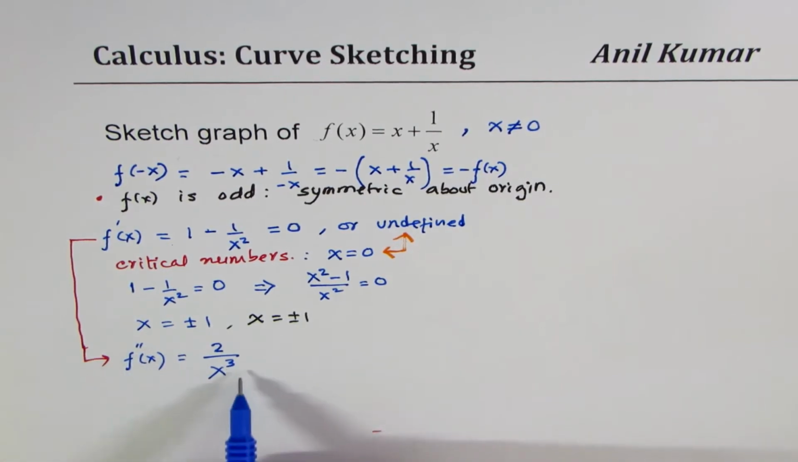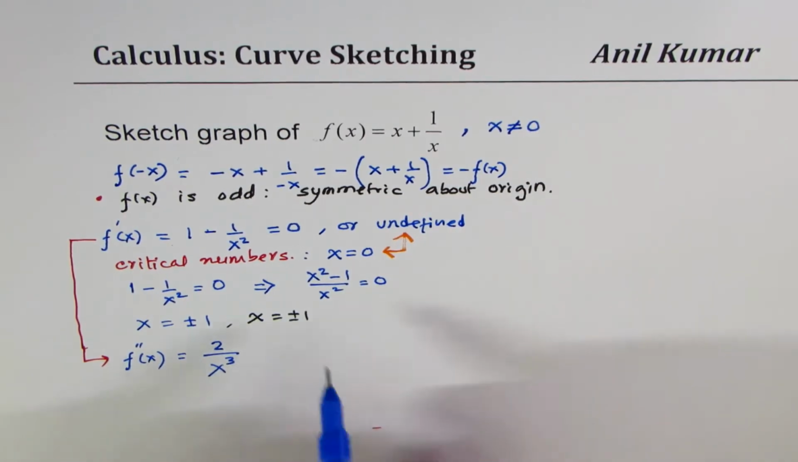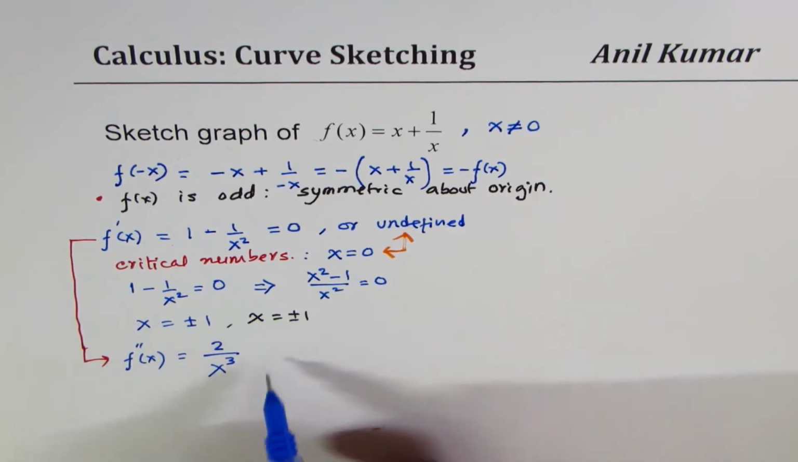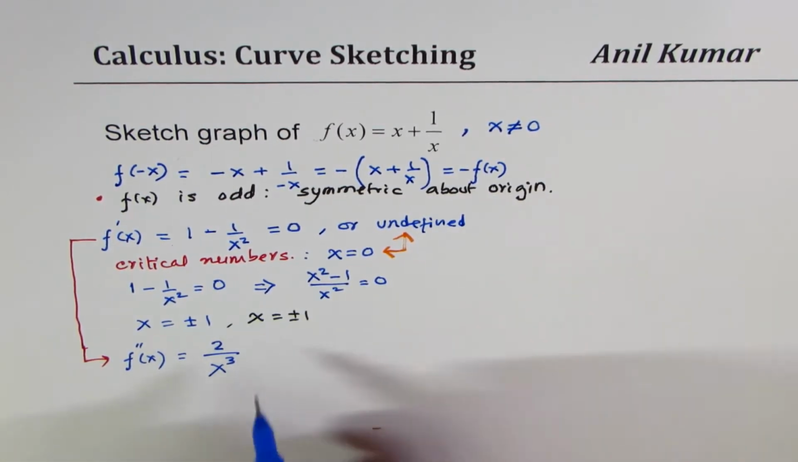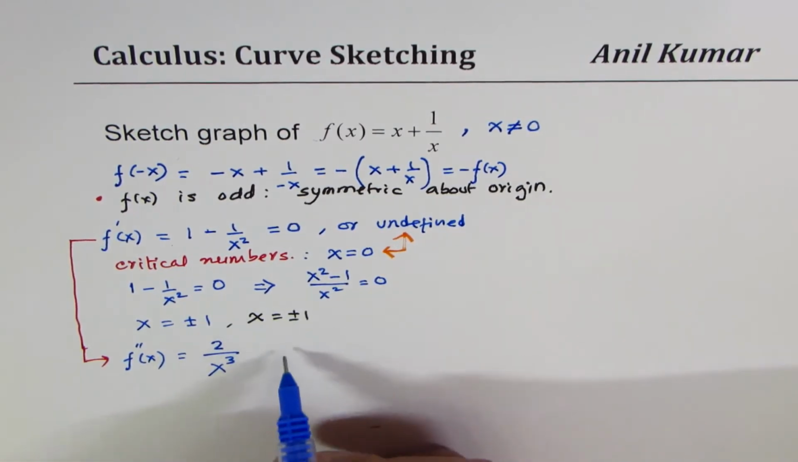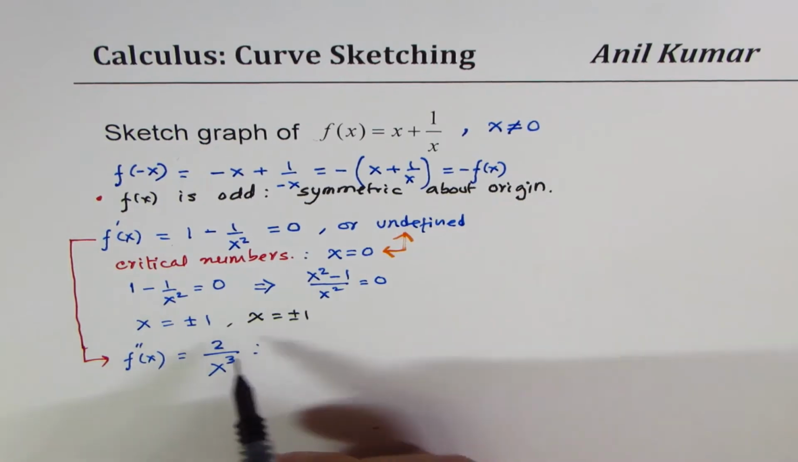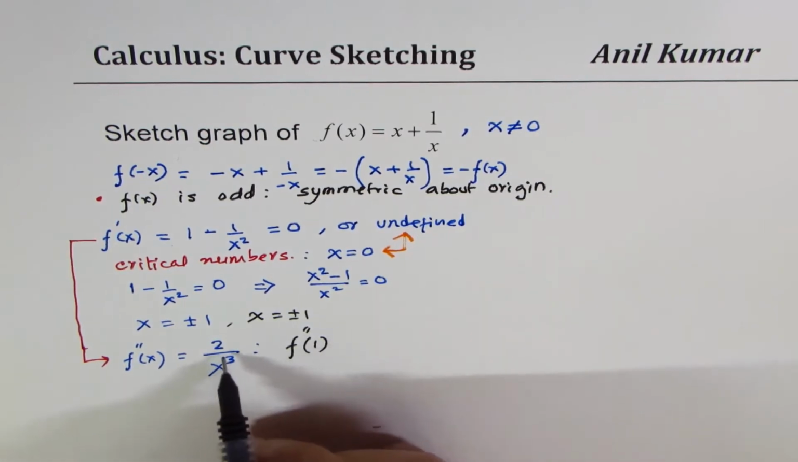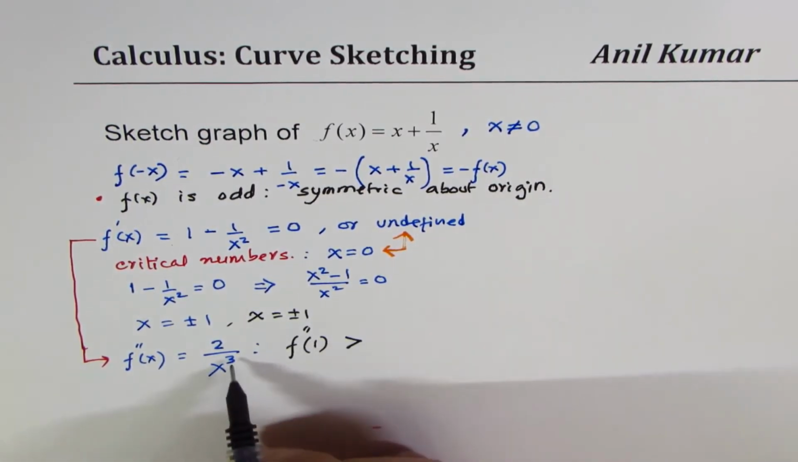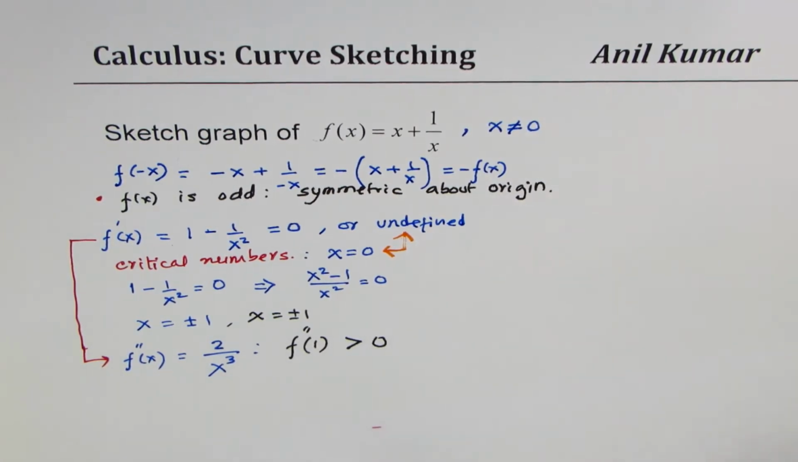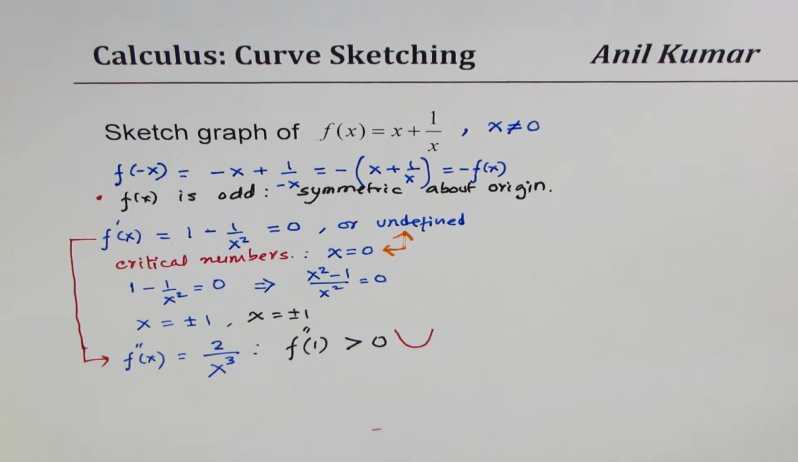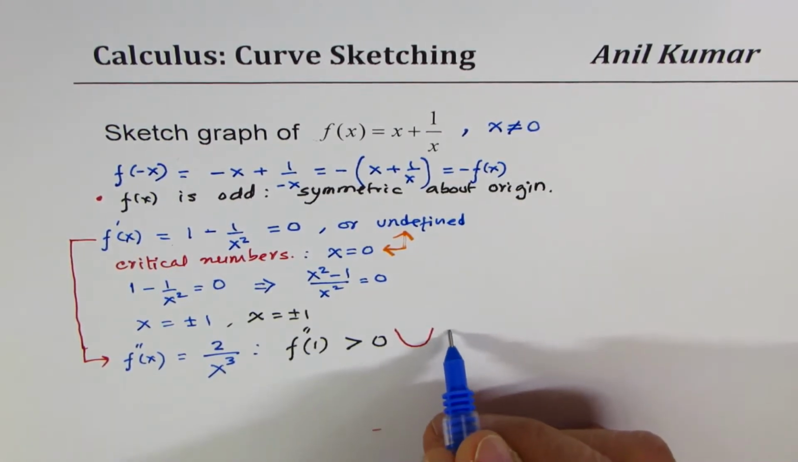Now that gives you the second derivative. Now at plus 1, let me write down the analysis here. If I substitute plus 1, then we get a value which is greater than 0, which is positive, and greater than 0 means concave up. So this means concave up, and that means we are talking about a local minimum, right? Local minimum.